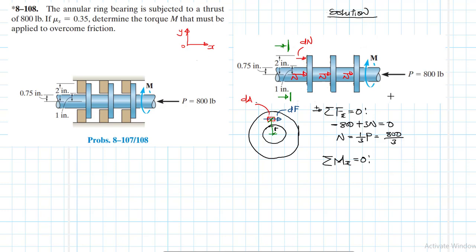Okay, using the right hand thumb rule, this moment that we have right now is a negative, so minus M. Then this infinitesimal dF is also going to cause some moment about the center of this particular bearing, about O. Alright, so if we integrate all this, we are going to have the following expression: minus M plus the integral of r dF equal to 0, where dF is equal to mu_s dN.